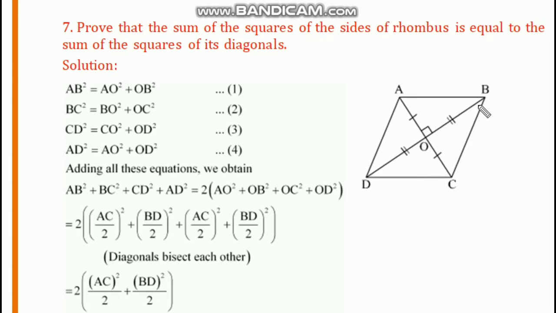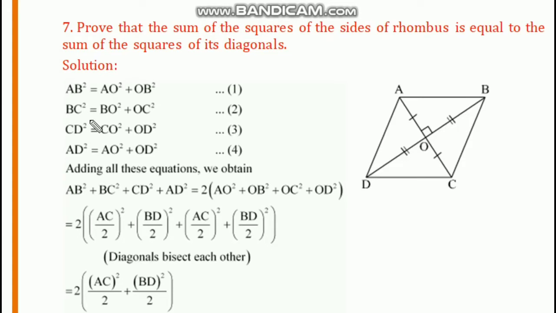And the second one, BC. Here this angle is a right angle. So BC square equals OB square plus OC square by Pythagoras theorem. Second condition. Similarly third and fourth: CD square equals OC square plus OD square, and AD square equals OA square plus OD square. Next, add the left hand side and right hand side.